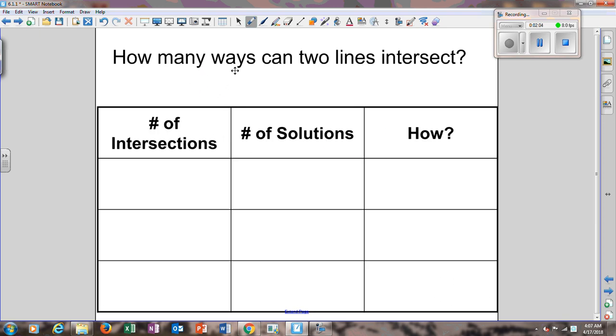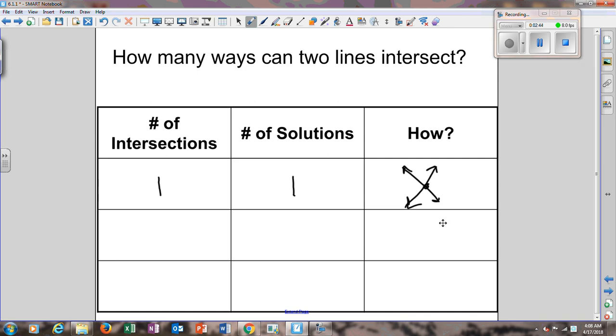So let's think of how many ways two lines can intersect. They could have one intersection, like we just looked at, and that would be like that. And that would mean that we have one solution. I would write this little table down just so that it's going to help you in the long run.